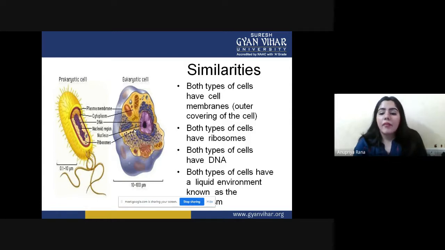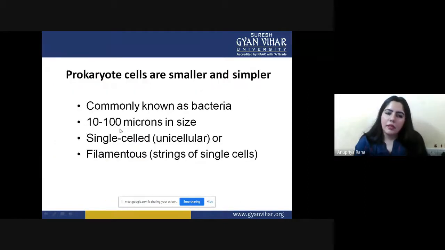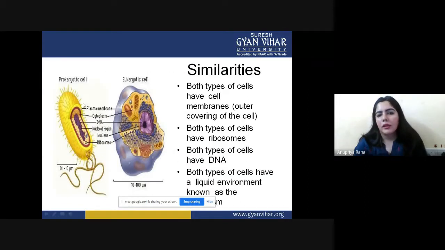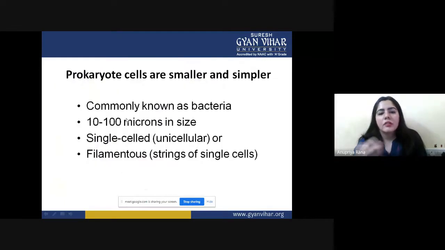Both types of cell have a liquid environment known as the cytoplasm. This is the liquid in which, in a prokaryote cell, the DNA floats and the ribosomes are present. This floating liquid environment is called the cytoplasm. And this cytoplasm is present in both cases, whether it is a prokaryote cell or a eukaryote cell. So these are the similarities which can be present inside both cells.